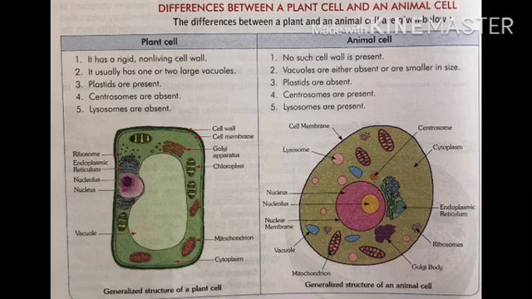Centrosomes are absent in plant cells. Centrosomes are present in animal cells. Lysosomes are absent in plant cells. Lysosomes are present in animal cells. And everyone can draw these plant cell and animal cell in their copies. Everyone can draw three pictures: one is the microscope, second is the plant cell, and third is the animal cell in their copies.